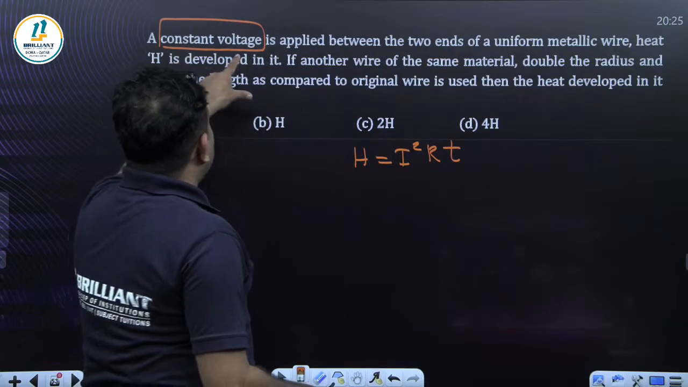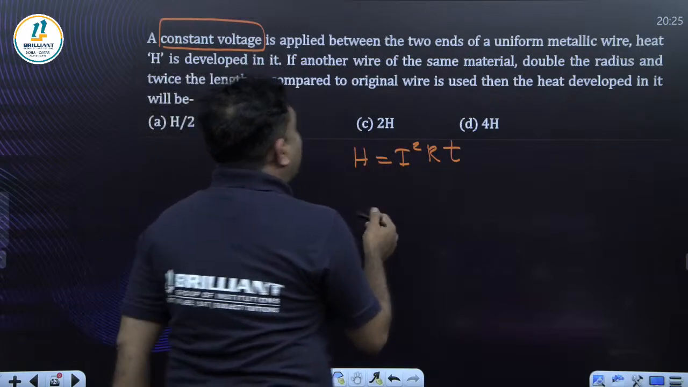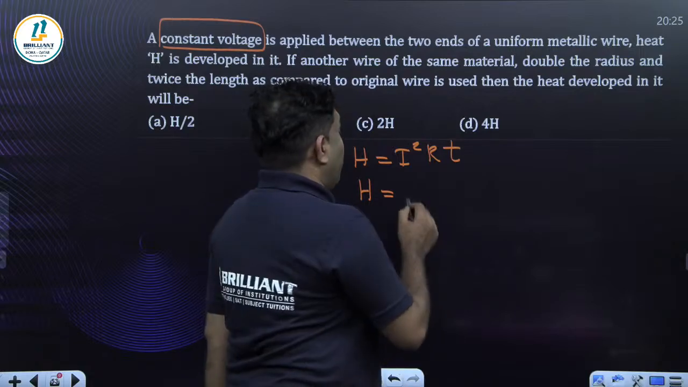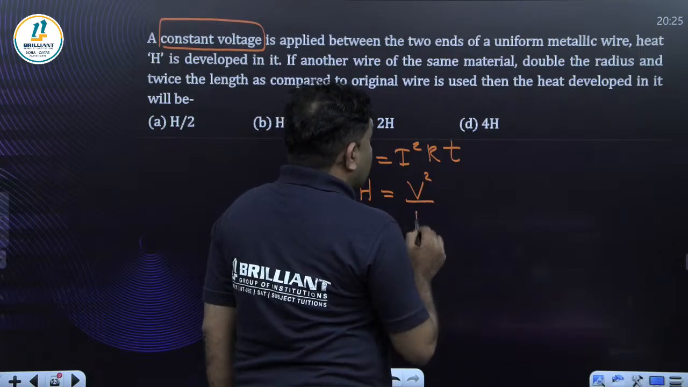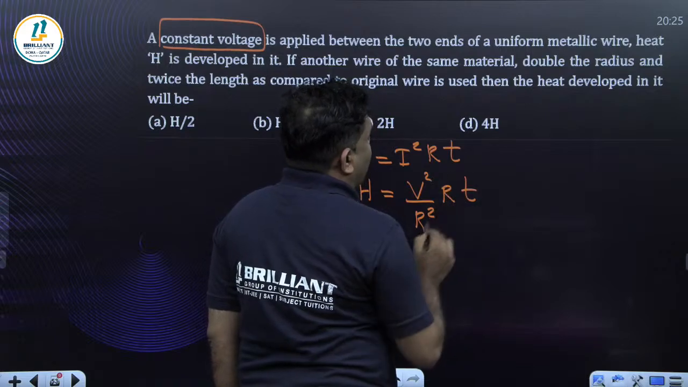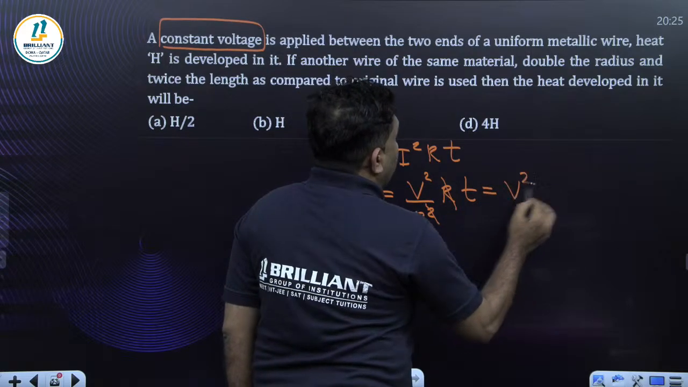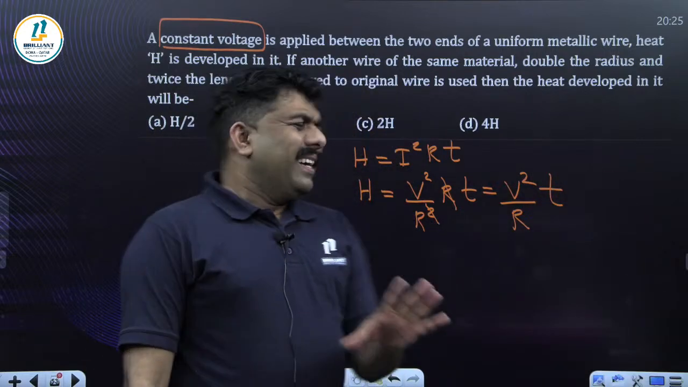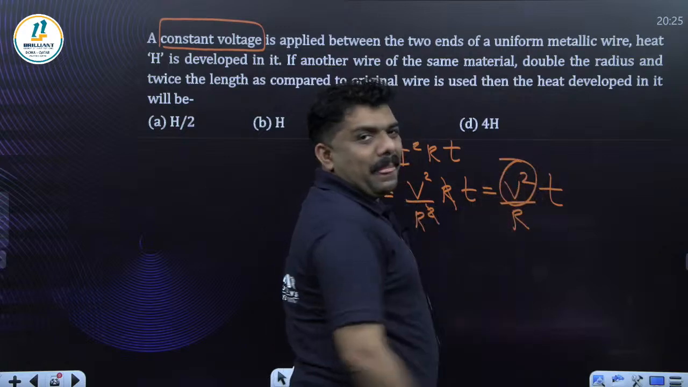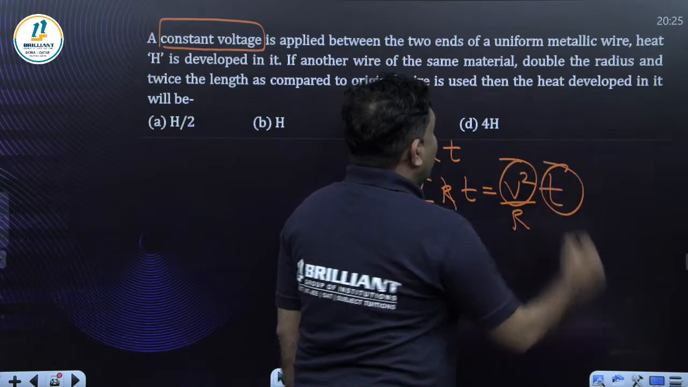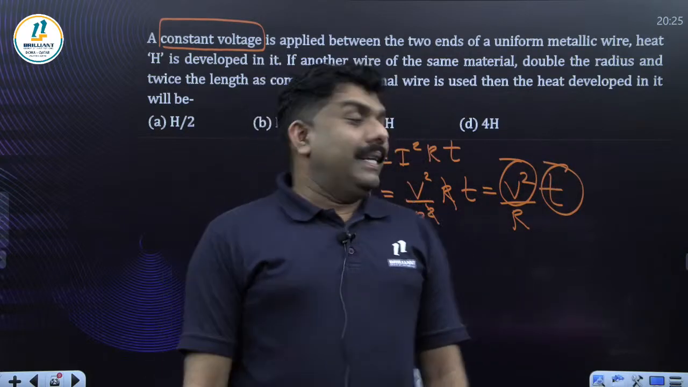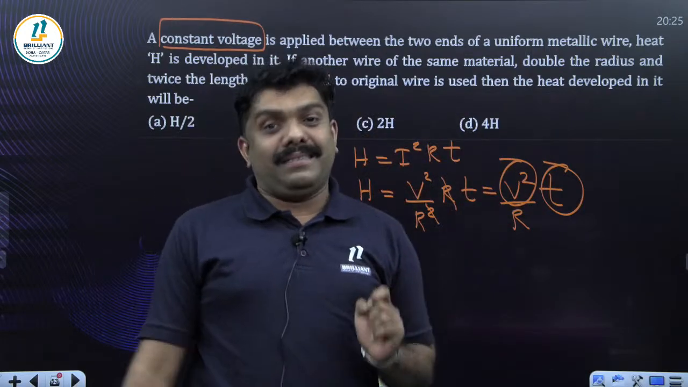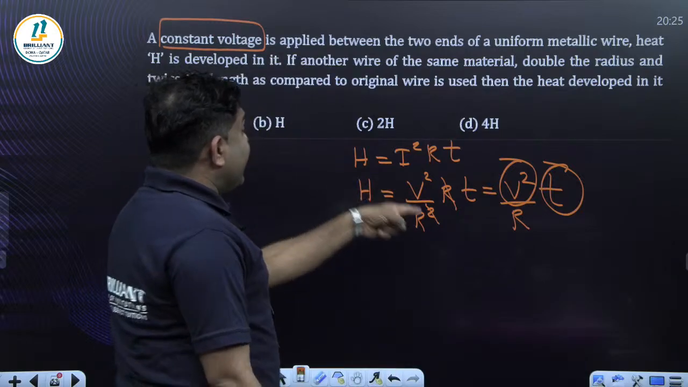So, for this constant voltage, I need the expression in terms of constant voltage. Heat is equal to, I am going to replace I equal to V by R. So we can say V square by R square into RT. This cancels, so V square by RT. Here voltage is not changing, time is not changing. So heat generated is inversely proportional to resistance.